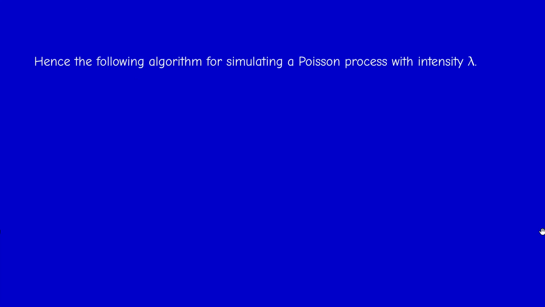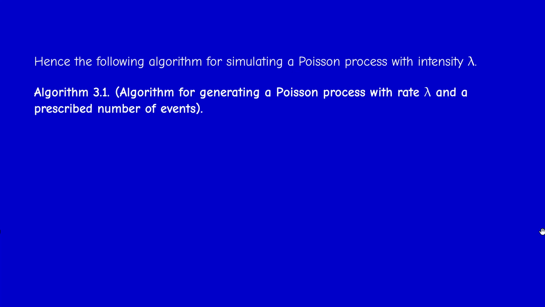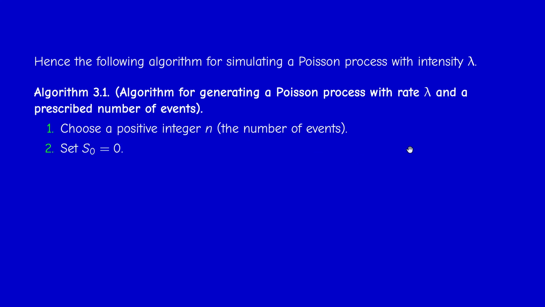Therefore, this result permits us to write an algorithm for simulating a homogeneous Poisson process of intensity lambda, of course. I'll present two algorithms. One gives a prescribed number of events, or jumps, that I call n. So we choose a positive integer n. For example, you want to simulate a Poisson process for 10 arrivals, so 10 jumps if you like.